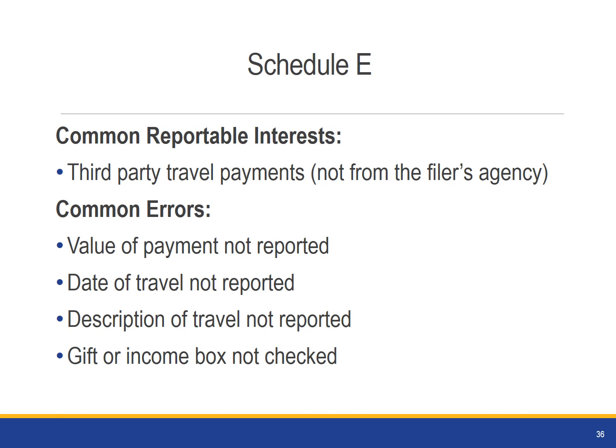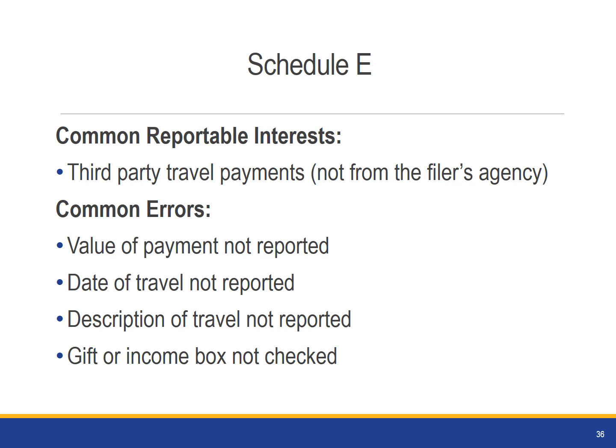Schedule E is used to report a filer's travel paid by a third party, not the filer's own agency. Common errors include value of payment not reported, date of travel not reported, description of travel not reported, and the gift or income box not being checked.